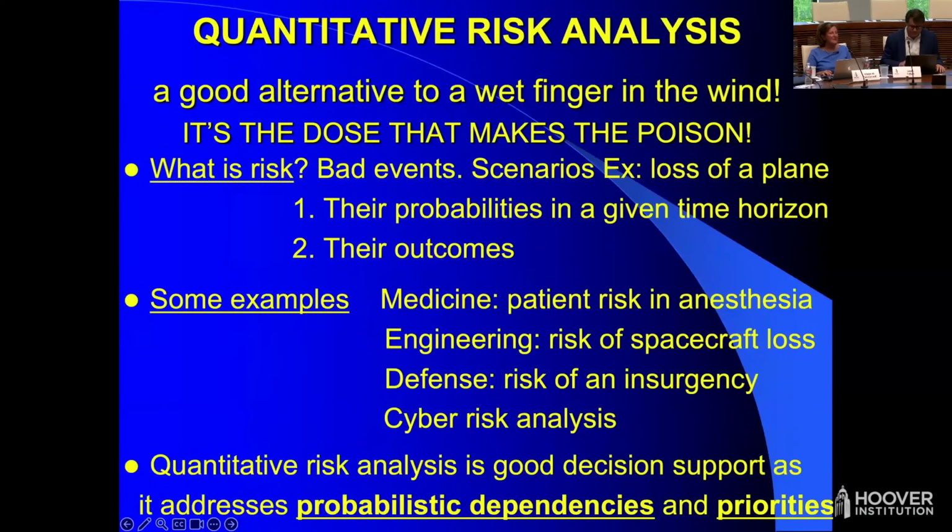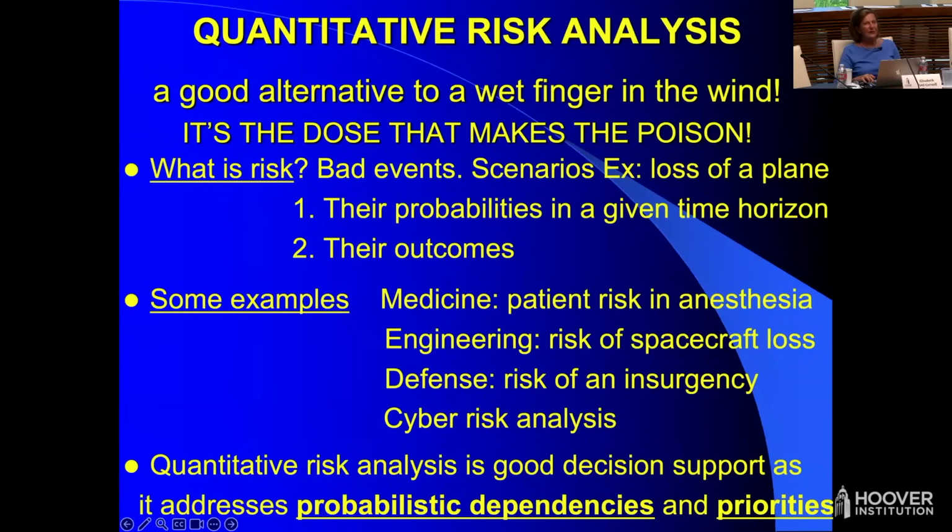So what is it? Bad events? Scenarios are what matters. For example, the loss of a plane. It's the probability in a given time horizon. You always have to say the probability when, and their outcomes. Let me tell you about the examples that I will tell you about at the end of my talk. Medicine, patient risk in anesthesia. Engineering, I'll tell you about the risk of spacecraft loss and the work that I've done on the shuttle. Defense, risk of an insurgency in the Philippines in this case. And cyber risk analysis, most of this work with my doctoral students, whom I enjoyed very much.